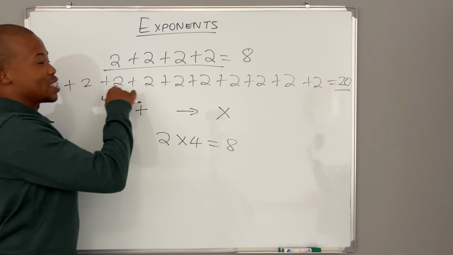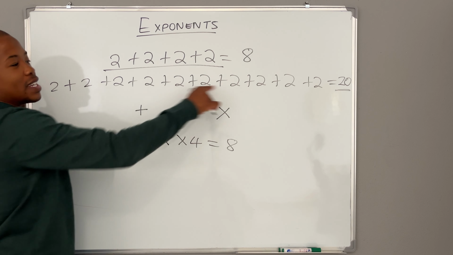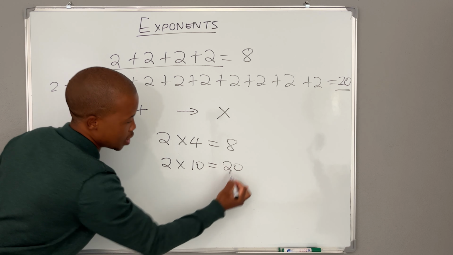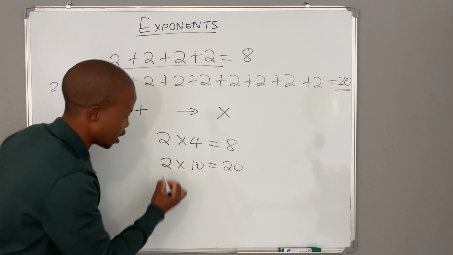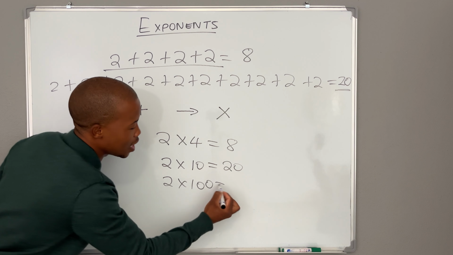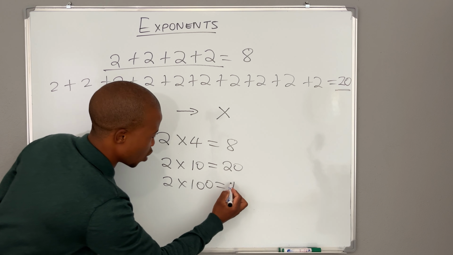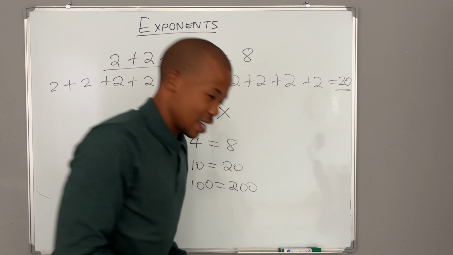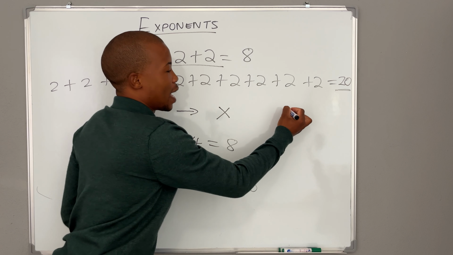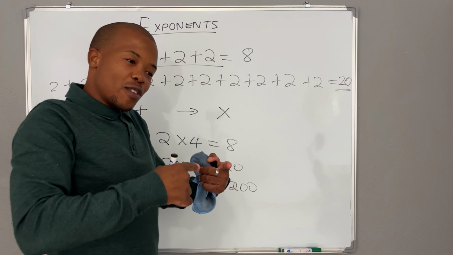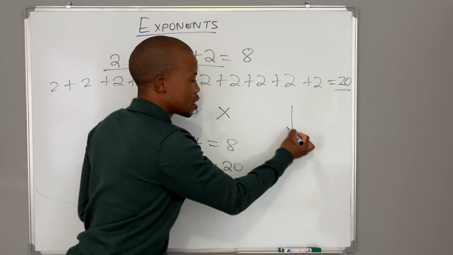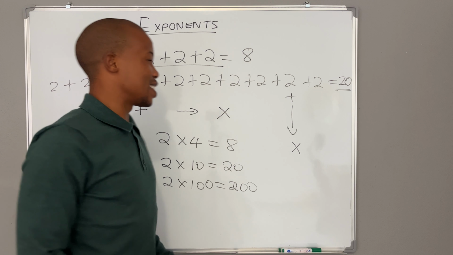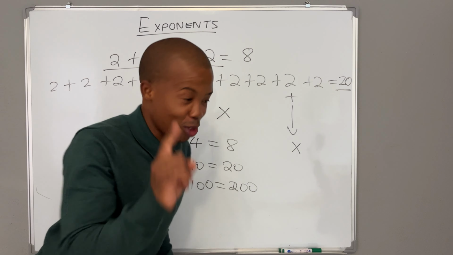Are we together? For example, also here, 2 is adding itself 10 times. You can say 2 times 10, and then you get 20. 2 is adding itself 100 times. 2 times 100, and then you get what? You get 200. Are we together? What I'm saying is, when something is adding itself over and over, we can use multiplication instead of addition, right? Hold on to that thought.